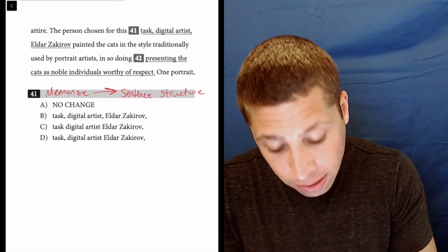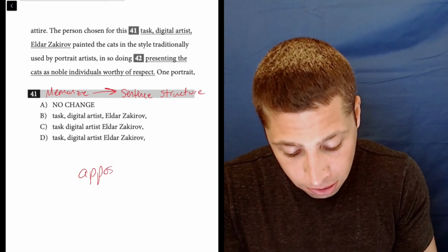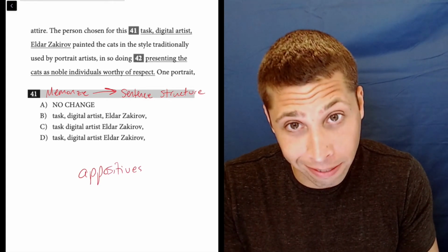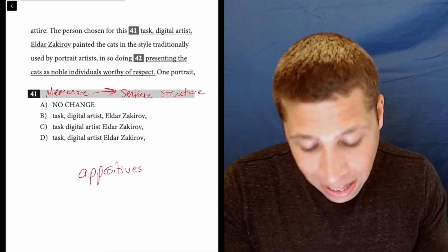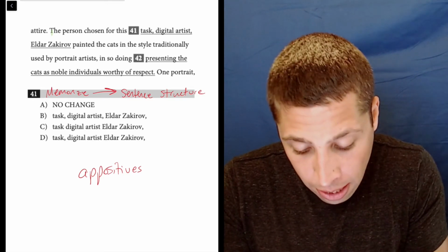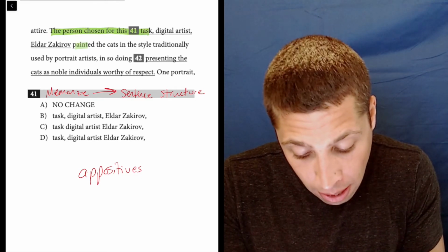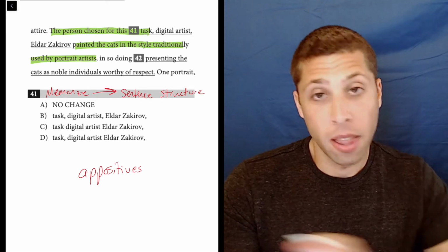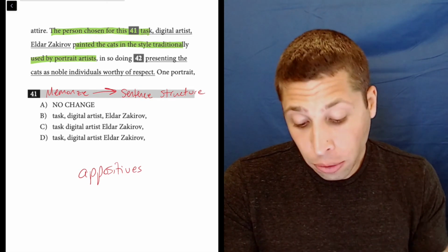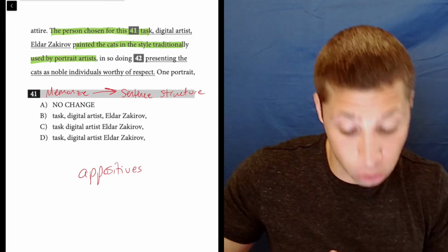I call these appositives, or in my book, I mean, they're actually really called appositives, but that's what I call my book as well. And so what's happening here is we have a main sentence. The person chosen for this task painted the cats in the style traditionally used by portrait artists. Okay, that's a sentence. Now, this other thing is important, right? It's telling us who this person is.